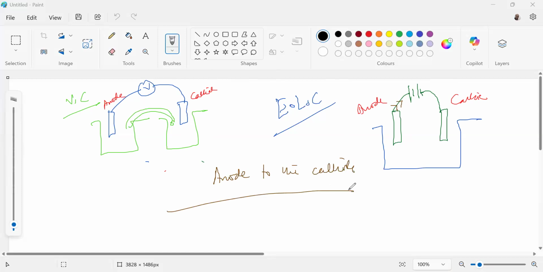This is common for both. Is it clear to you? Did you get my point? Fine. Understood this part? So that's a very important part we have to understand.